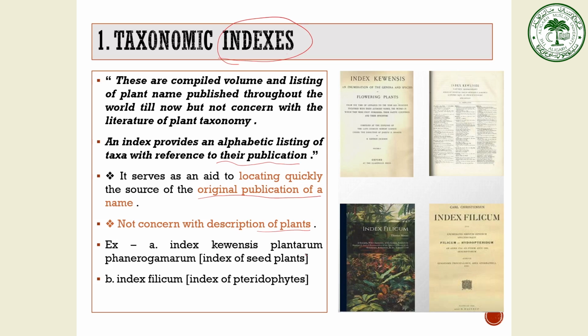Index Kewensis Plantarum Phanerogamarum. That is the index of seed plants, published by Kew. And the next one is Index Filicum, that is the index of pteridophytes. So Index Kewensis is the index of seed plants or flowering plants, and Index Filicum is the index of pteridophytes. These are some indexes, from which you can quickly reach the desired publication.